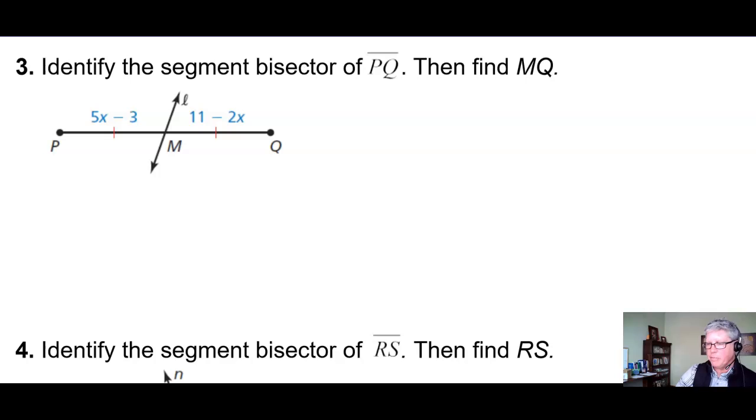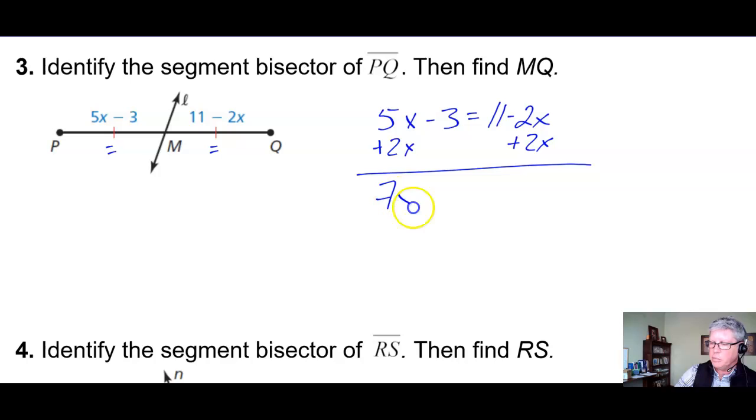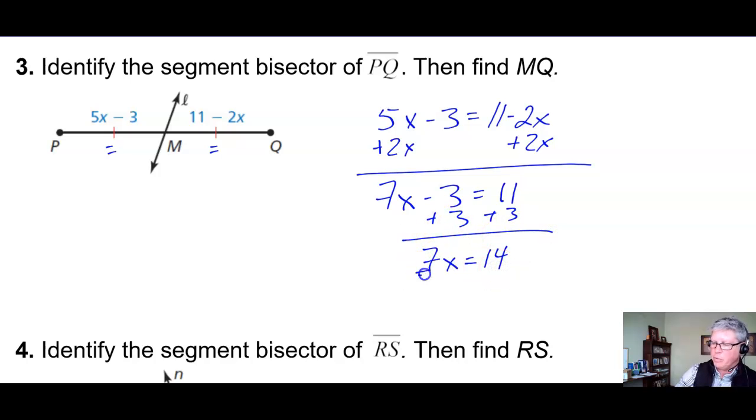Identify the segment bisector of PQ, then find MQ. Well, it is the bisector because it's marked. Since it's marked, we can set these equal to each other. Boy, I wonder if you're going to do that a lot today. Yes, you are. So to get the x's on one side, I'm going to add 2x to both sides. I'm going to add 3 to both sides. And I'm going to divide both sides by 7.